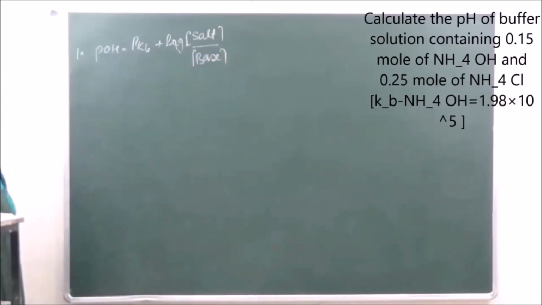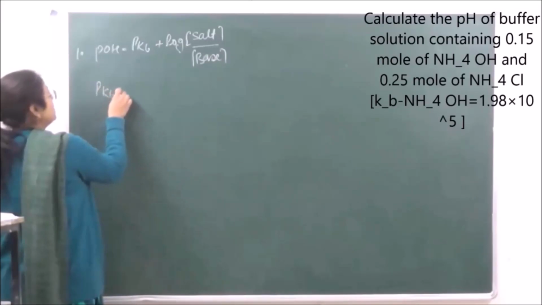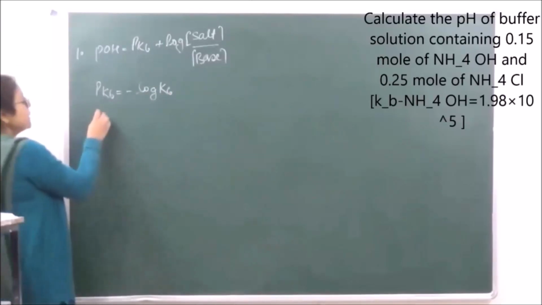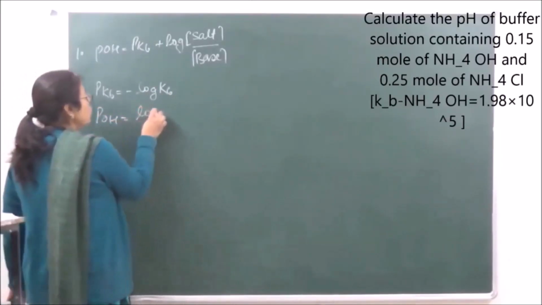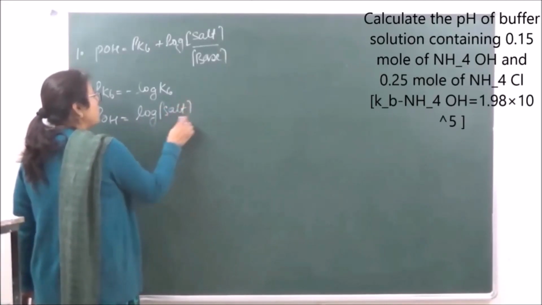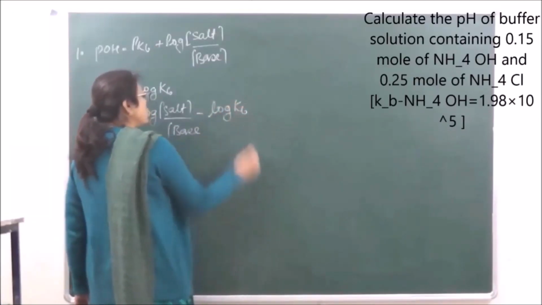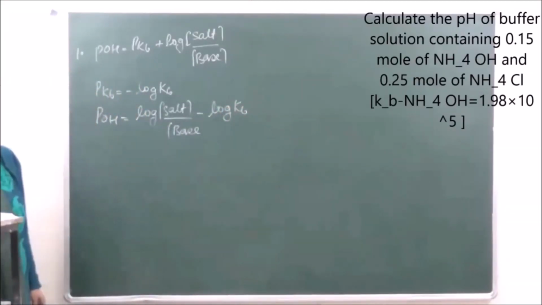Now pKb can be written as what? pKb is equal to minus log of Kb. So the above equation now becomes pOH equal to log of concentration of salt upon concentration of base minus log of Kb. Okay? They have given us the concentration of both. For NH4OH it is 0.15 and for NH4Cl it is 0.25.